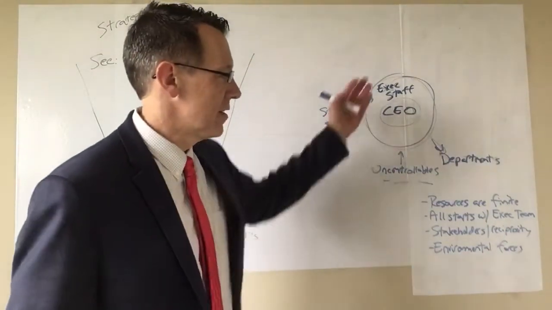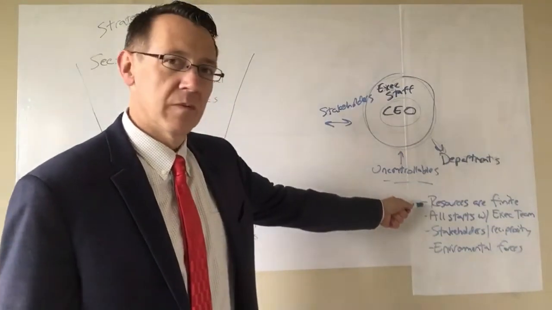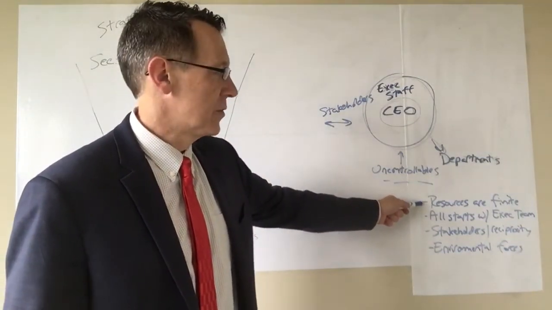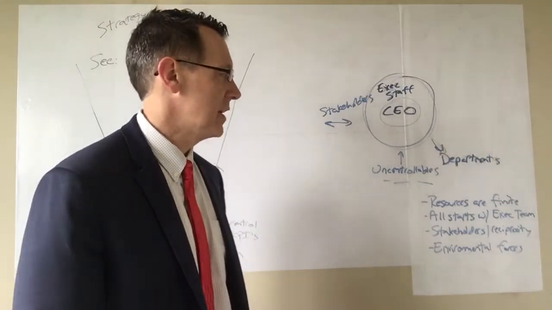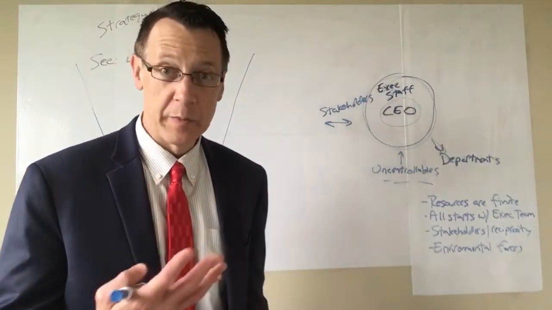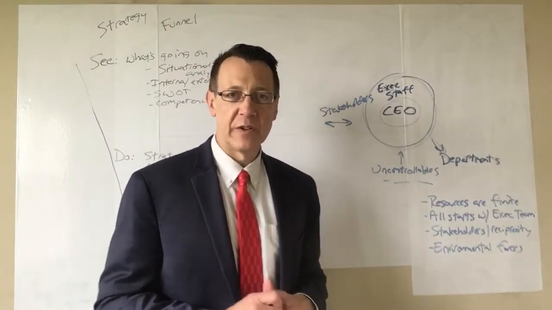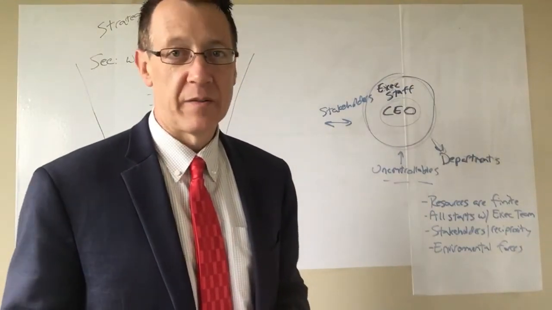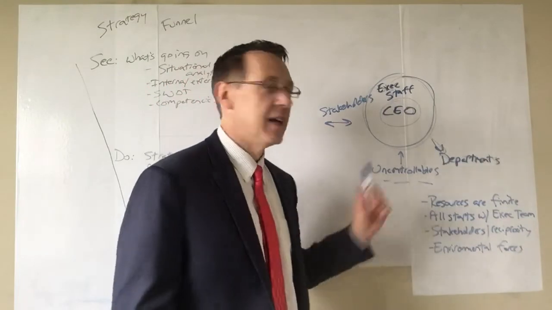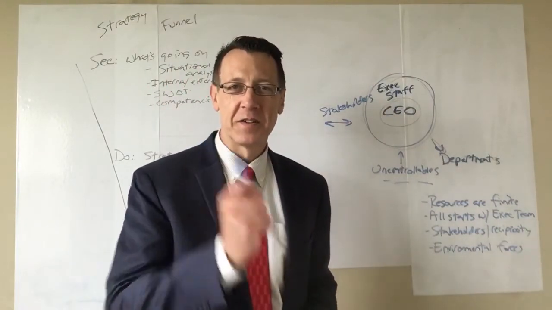So I call this the heartbeat graph. It all boils down to this. Resources are finite. It all starts with the executive team. Stakeholders have a reciprocal relationship with you, and environmental forces are something to address and to take care of, but you don't have any control over them. That's why they're called uncontrollable forces.